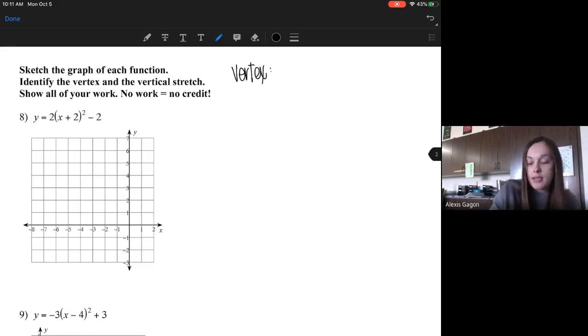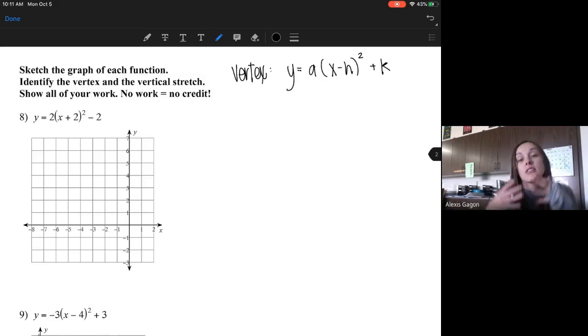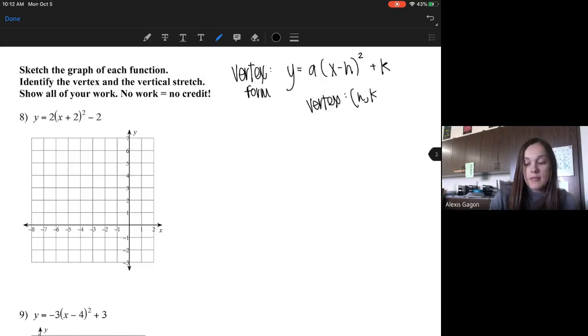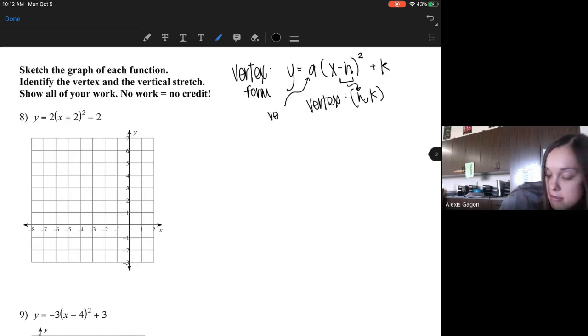for a parabola is y equals a times x minus h squared plus k, which tells us a lot. It's the vertex form. I should write form right here. It tells us exactly what the vertex is. So the vertex is h comma k. And notice how this is a negative h. So this is always the opposite of that. Okay, and then this a value here is going to tell us what the vertical stretch is.